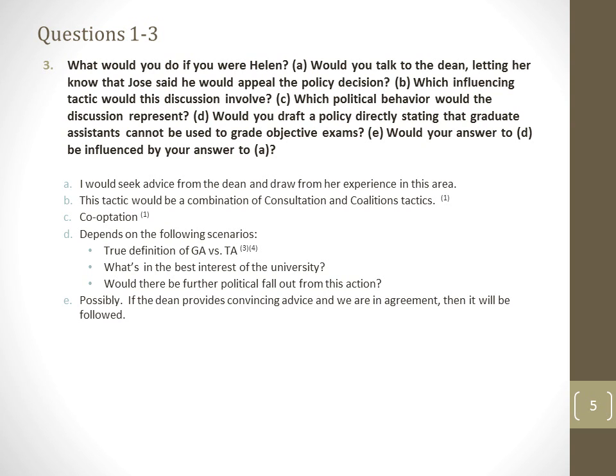And last but not least, would your answer to D be influenced by your answer to A? Well, it depends on what the recommendations or consultation with the dean provides, and that could be if it's convincing, if it's in agreement with what the department chair is in line with and purposes to have instated in her department, then of course that would weigh in and influence the final decision. And of course, contrary to that, if Helen is not in agreement with the information that's presented by the dean, then she can make her own decision and move forward with that.